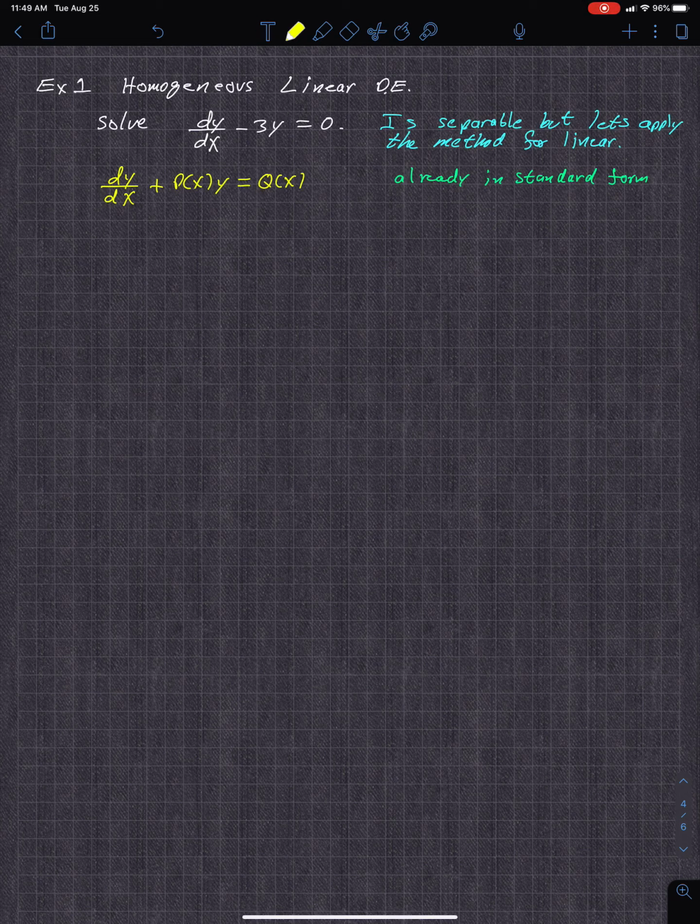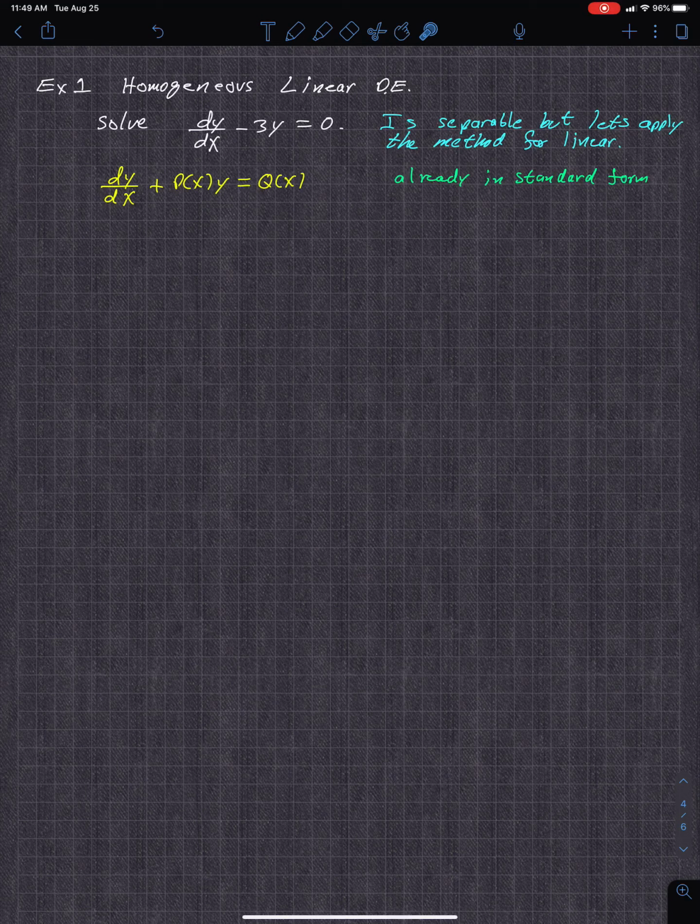Example one, let's do a homogeneous linear differential equation just to start off with a simple one. So go ahead and write this stuff down. We want to solve dy/dx minus 3y equals 0. This is separable, so it's much easier to do that way, but this gets us to the right form and lets us apply the technique and method, and maybe see it a little easier at first.